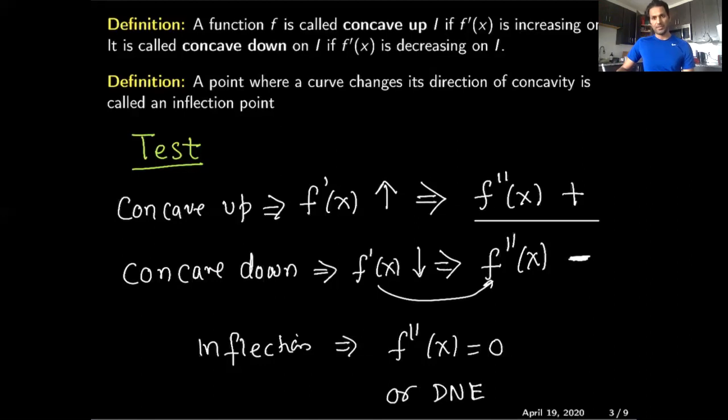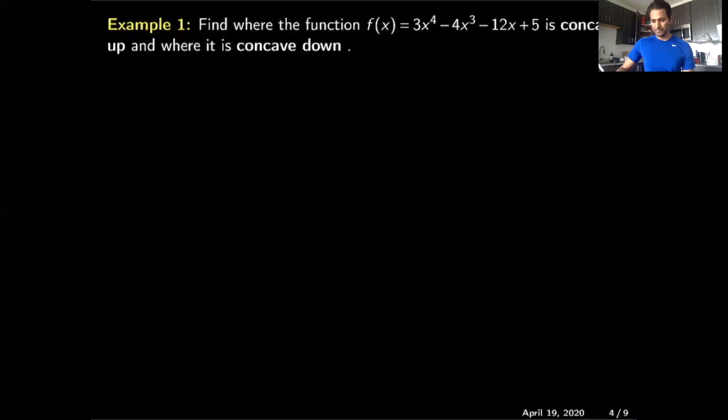Let's take some examples and apply this test to them. My first example is a polynomial function. So I will again solve this problem in 3 different steps. In step number 1, because I need to check the concavity, in other words I need to check when the second derivative of the function is positive or when it is negative, I will calculate the second derivative of this function.